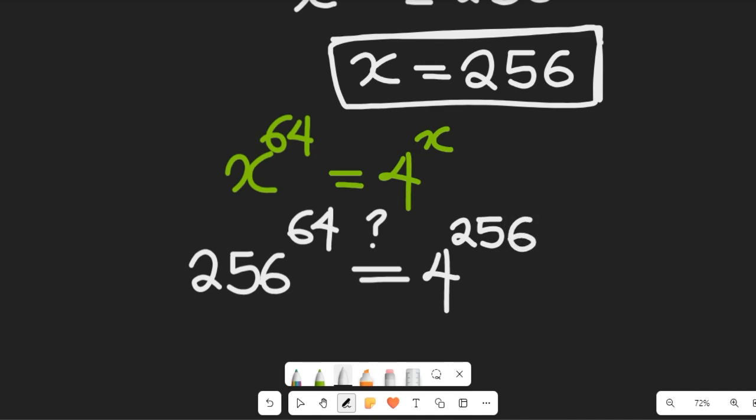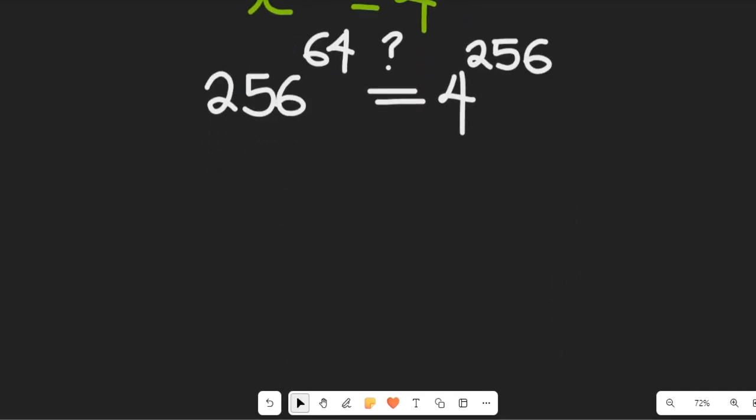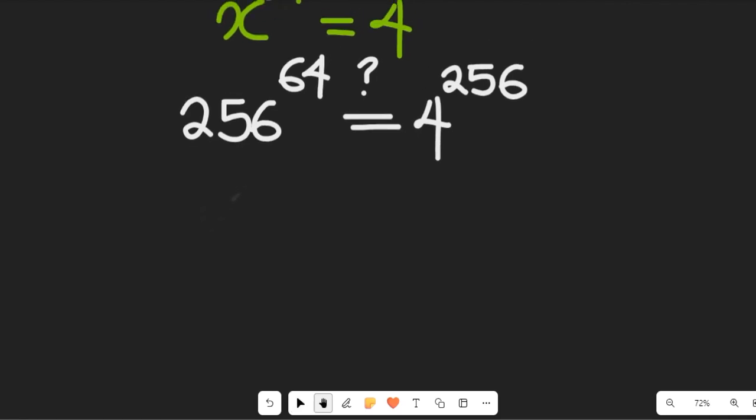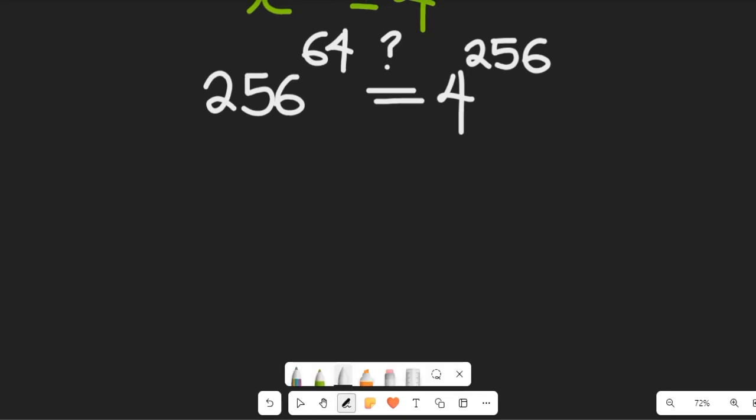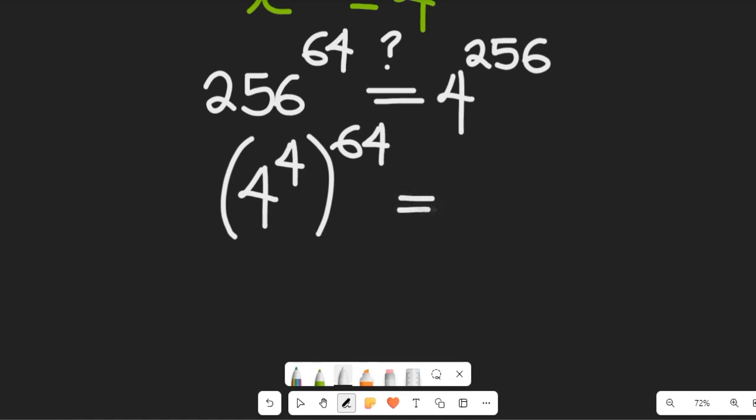Let's find out. If we simplify that expression using the laws of indices, you come to see that 256 can be reduced further. If we have 4 to the power of 4, 4 to the power of 4 can give us 256. So we'll have 4 to the power of 4, right, all to the power of 64. While on this other side, we are going to look at that to be 4 to the power of 256.